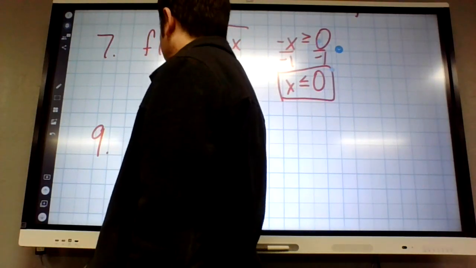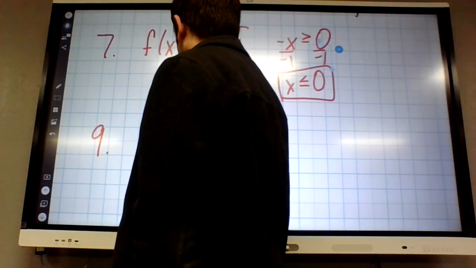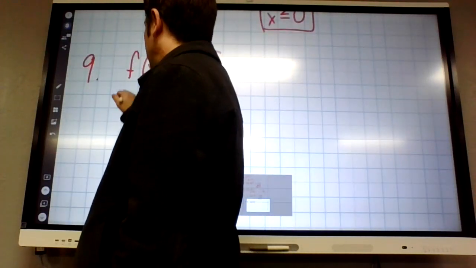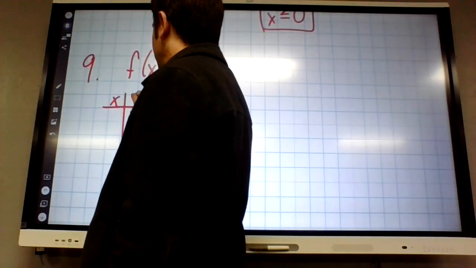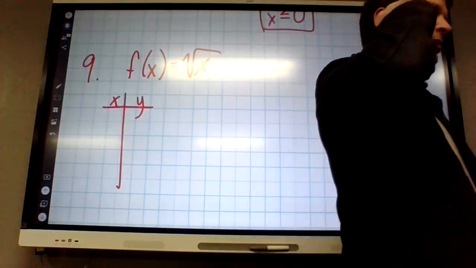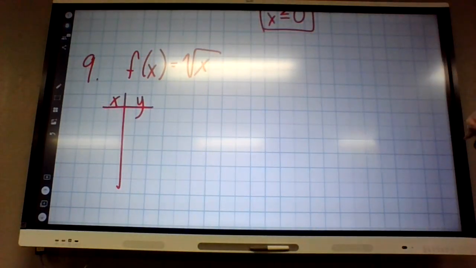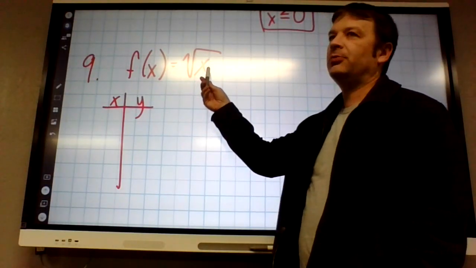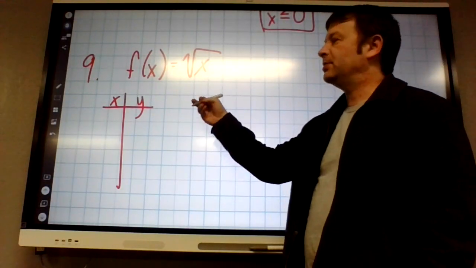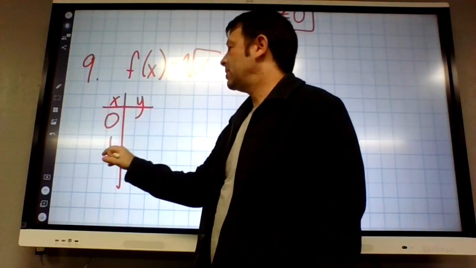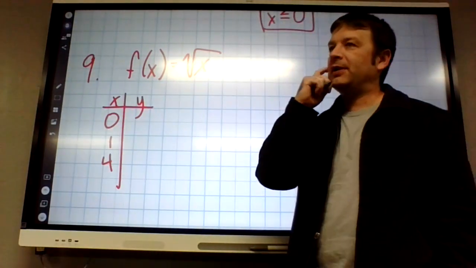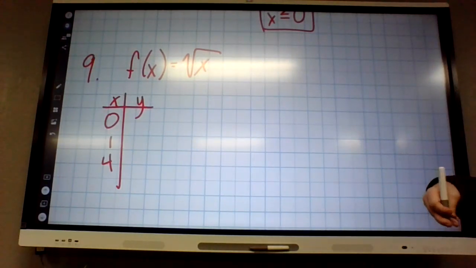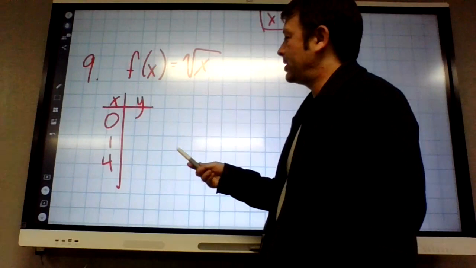Okay, number 9 was that graph I did at the beginning, but let's go through it again. And you put it in your notes. What x values would be nice? And you need 3 x values for all these, at least 3. What x values might be nice to plug in here? 1. What else? 0. And 4. Because those all have nice square roots. If you want to plug in 2 or 3, you could, but they'll be decimal. You'd have to use your calculator for it.